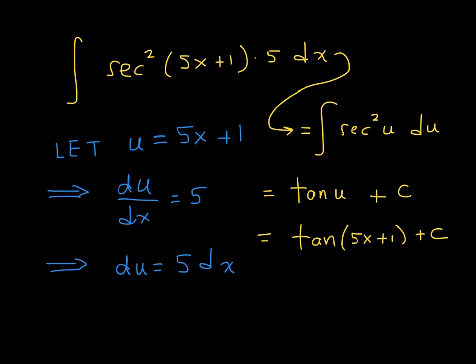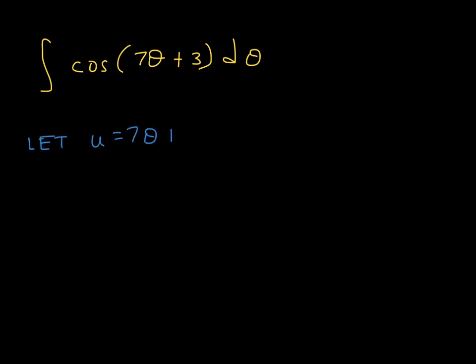Let's continue to look at these. Let's look at the integral of cosine of 7 theta plus 3 d theta. Okay, so my instinct is saying we should let u equal 7 theta plus 3.